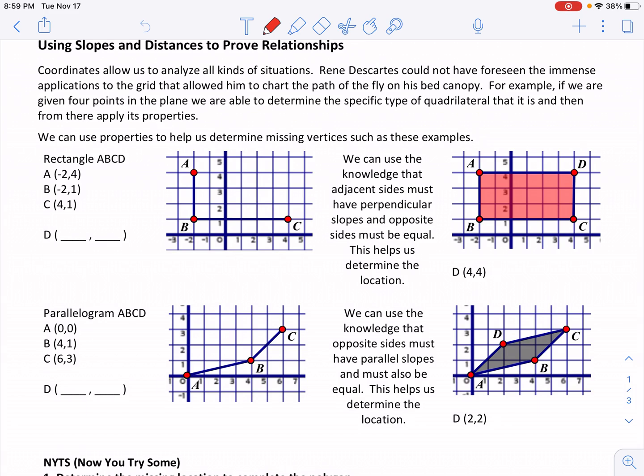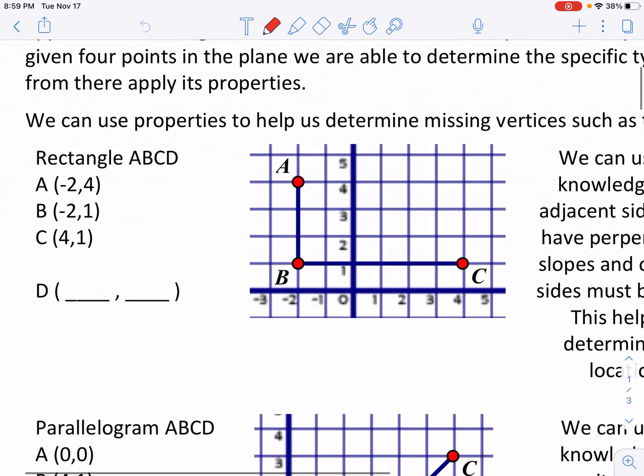Now, to introduce us into this topic, if we already know some of the points and we plot them, like they have A, B, and C here, we can determine the missing point by just recognizing what we're dealing with. They tell us that we have a rectangle ABCD. Now remember, in a rectangle, opposite sides will have the same measure and also be parallel to one another, but we also have 90 degrees.